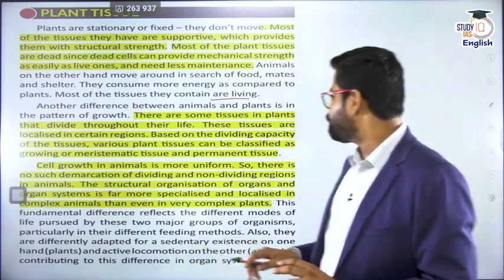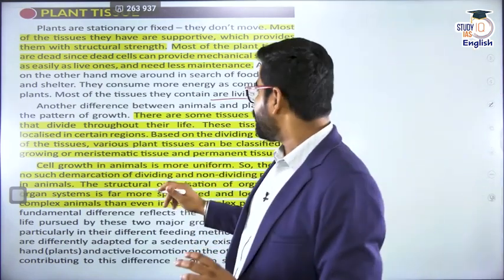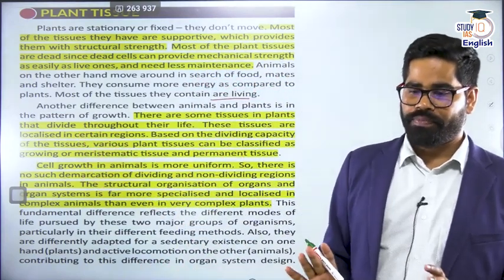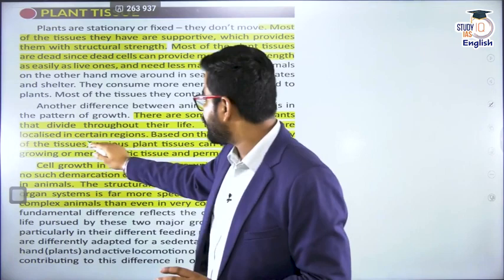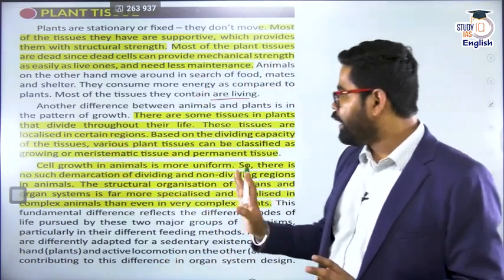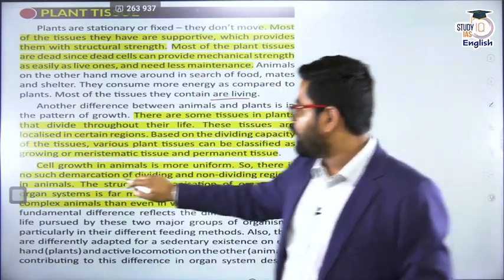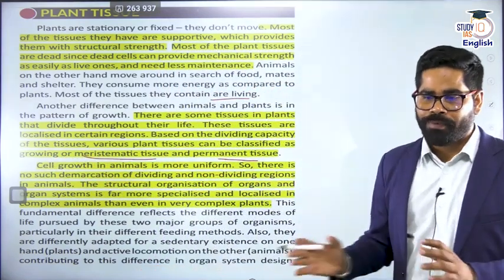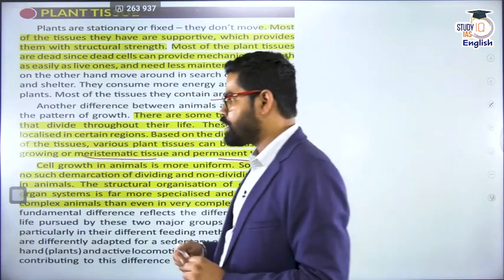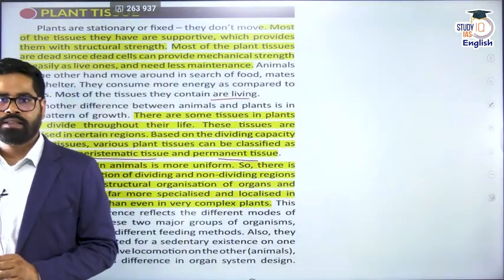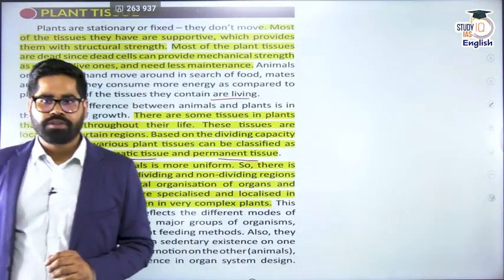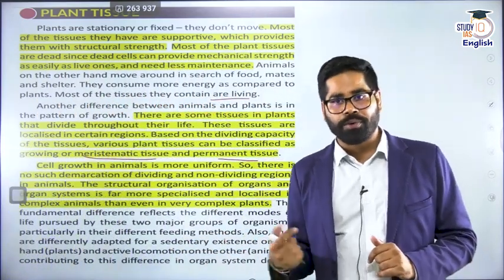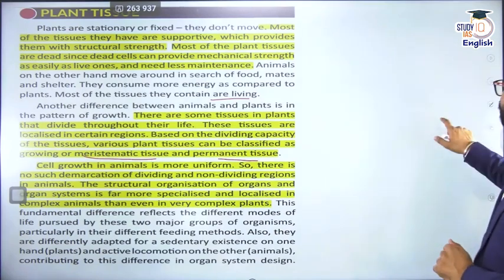Now, we can see that there are certain tissues in the plant which provide them strength throughout the year. They are localized in certain regions. And then we can see they can be classified into meristematic tissue and permanent tissue. So we are going to see this. We are going to see the different patterns of these different plants. What are the different types of tissues which are there? What role are they performing? So let us see about them.